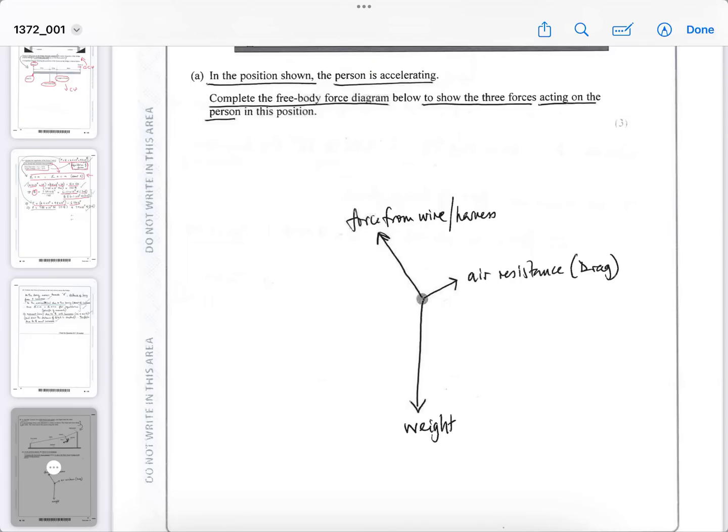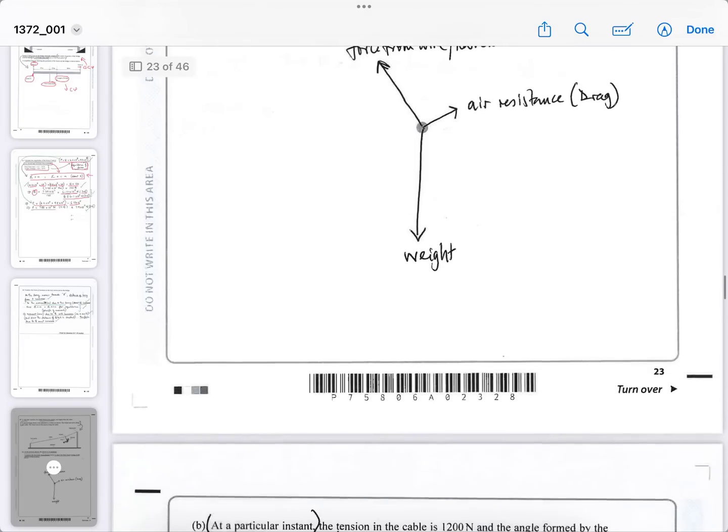An arrow to the right showing the air resistance slightly upwards against the direction of travel of the man. Okay, so you get 3 marks, one for each arrow being approximately the right length. Obviously the weight has to be the greatest, and the other two must be smaller than the weight. Okay.